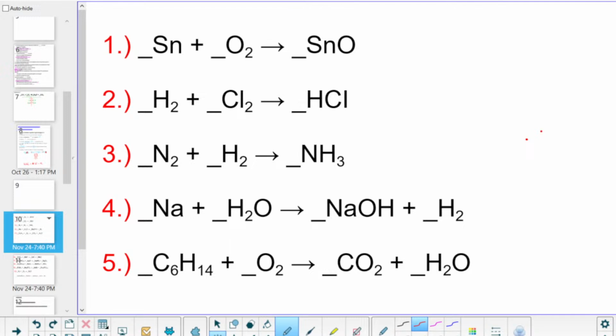Is that 19? Why? You have 12 carbons, and 28 hydrogens here. But this makes 24 oxygens plus 14 oxygens. That makes 38, so that's 19 O2.